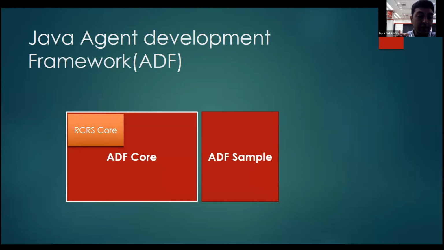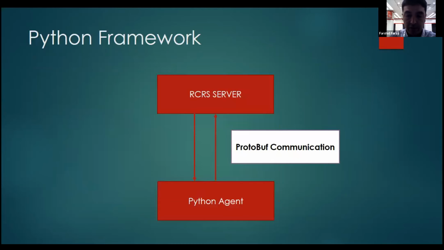The Java agent development framework also uses the RCRS core, the rescue simulation server core. So without the core, developers are not able to develop their agents. But in Python, we try not to use the rescue simulation core. We use the protobuf communication and are not coupled to the server core, so developers are able to easily develop their agents.